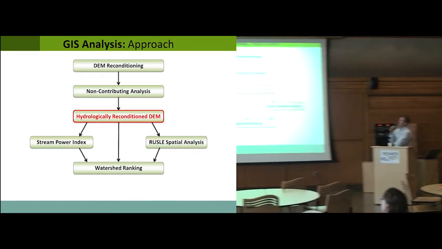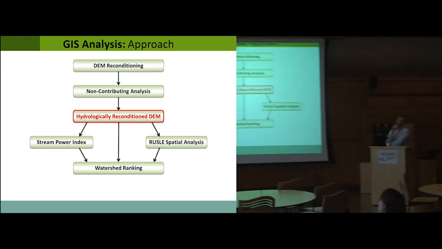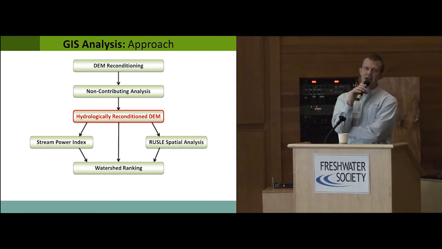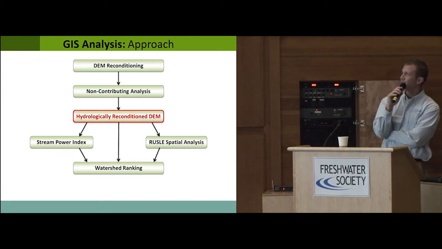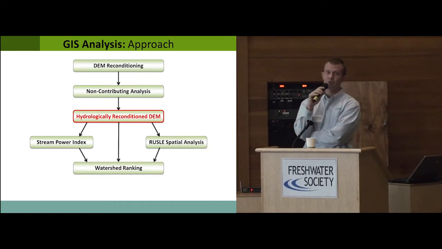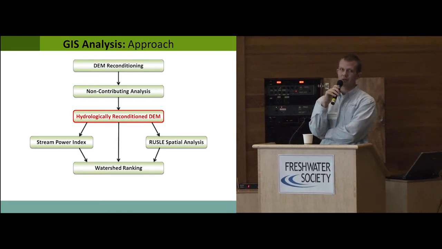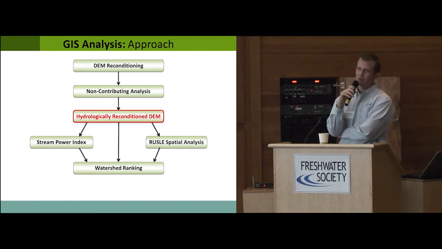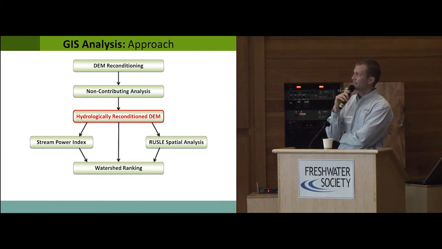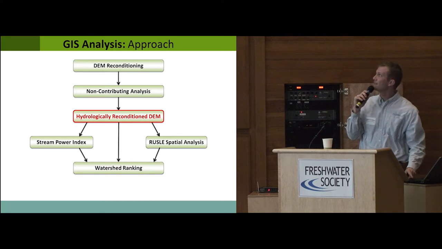Now once we've completed DEM reconditioning and we've gone through the non-contributing analysis, we take these two pieces and tie them together to determine what we call the hydrologically reconditioned DEM. What that DEM allows us to do is develop hydrologic parameters throughout the watershed that analyze the contributing portion of that watershed for your given rainfall scenario. In our case, this DEM allows us to determine hydrologic characteristics at a given point based on what would be contributing for a 10-year, 24-hour rainfall event.